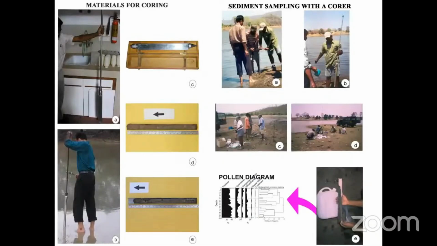And then how do we collect the sediment samples? So this is just an illustration of one of the corers that we have been using. This is a modified Russian corer, and it's manually operated. And these are actually images from one of the field sites in Andhra, where we have collected sediment cores. So the process is to collect the core, to analyze it, and finally to reach this pollen diagram.